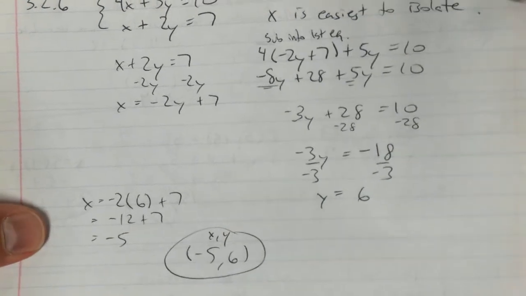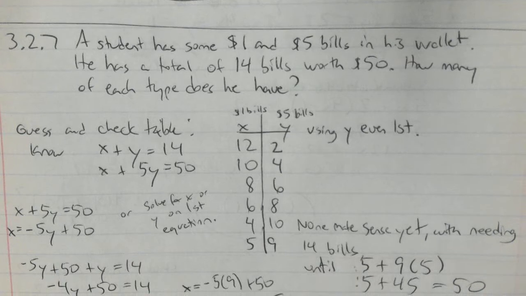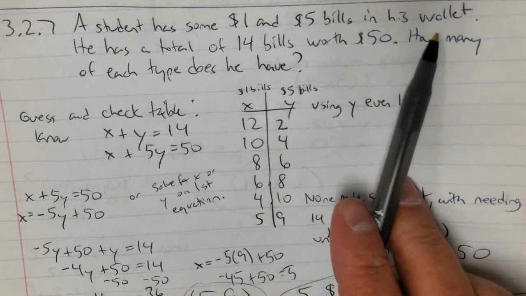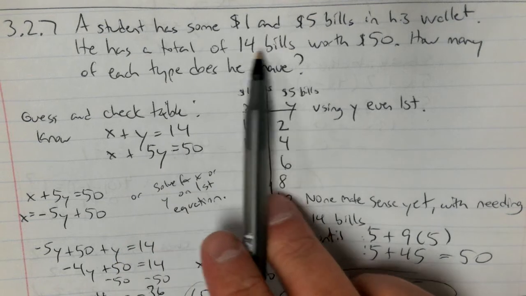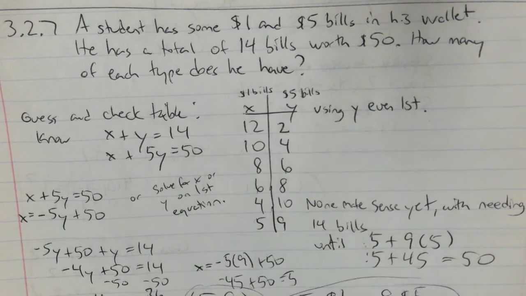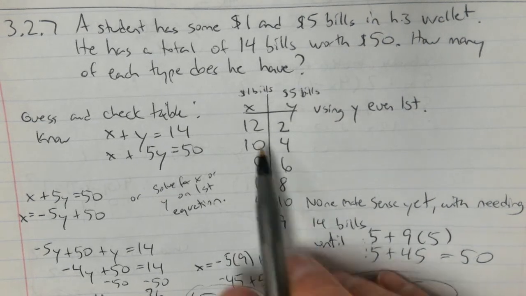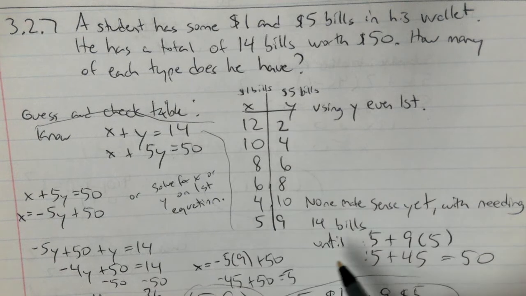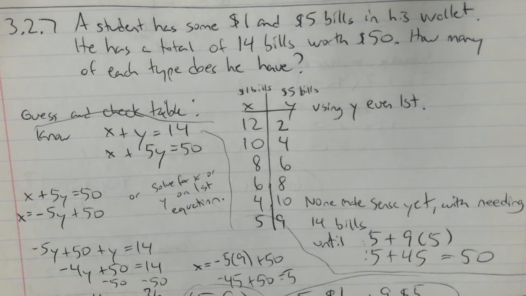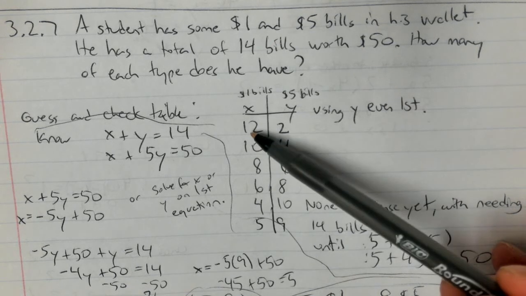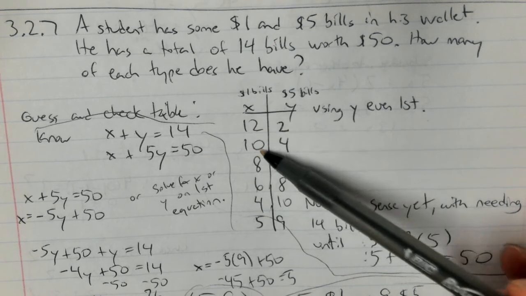All right. For the next one, it says a student has some $1 and $5 bills in his wallet. He has a total of 14 bills worth $50. How many of each type does he have? So I just started doing this guess and check table to start with. So I'm like, okay, 14 bills, so what about 12 and 2, or 10 and 4?